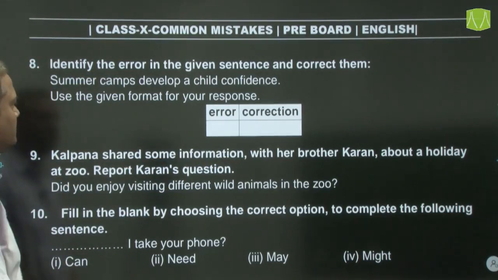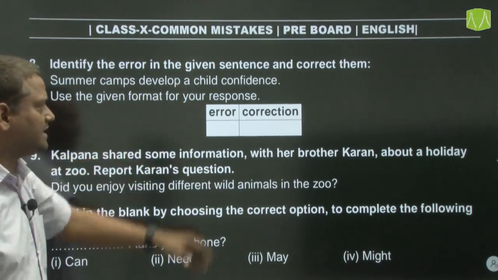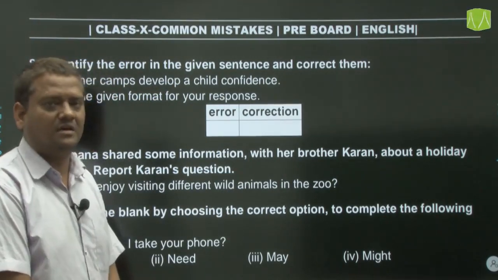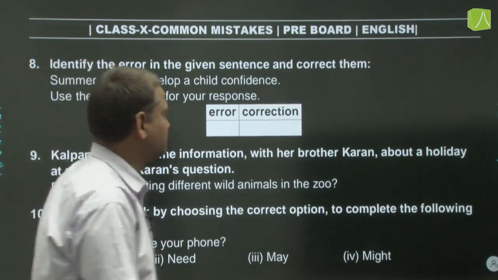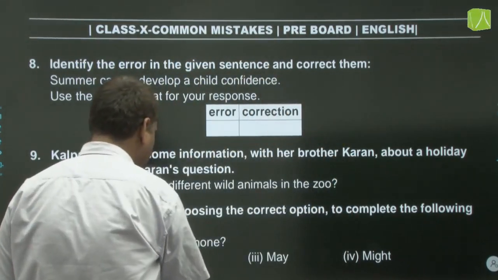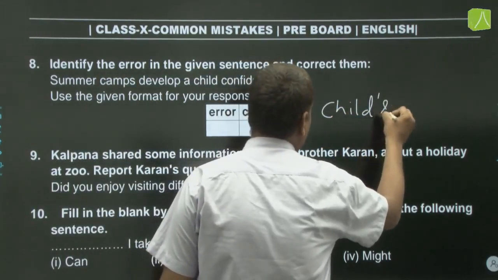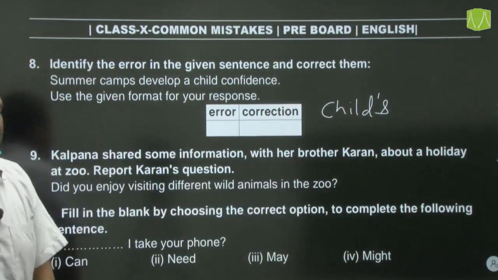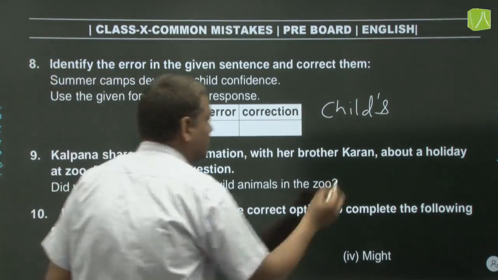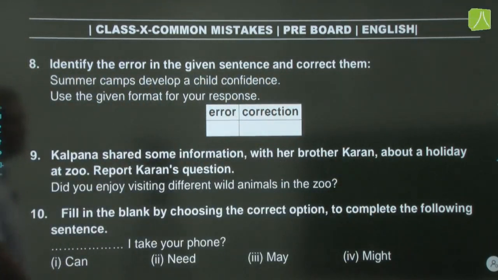So, summer camp develop a child confidence. Here child confidence, what is child confidence? It is nothing. We should write child's confidence. I can write here child's confidence, a child's confidence. So you should have proper knowledge of grammar to attempt the question.